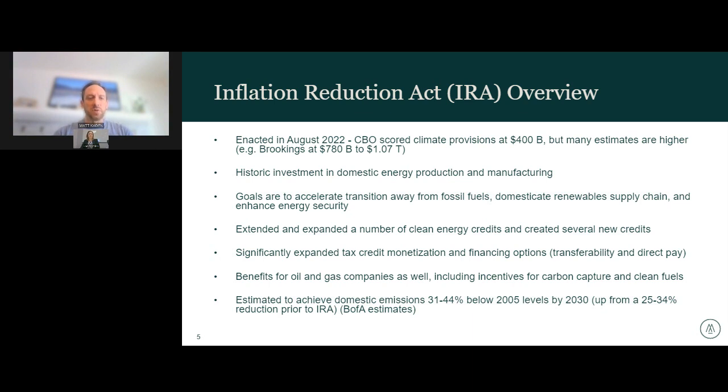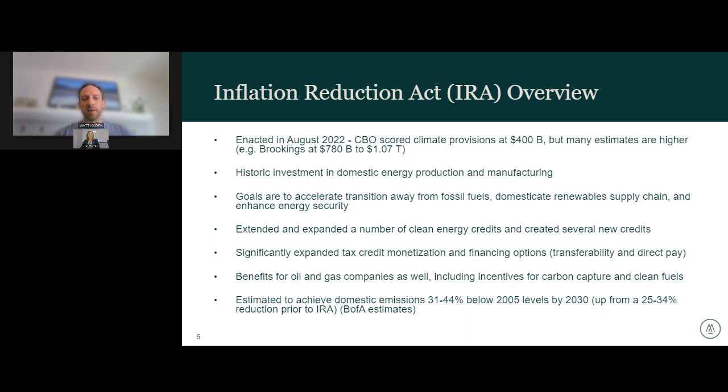So, historic investment, obviously, in domestic energy production and manufacturing. Three goals, I think, overall: number one, facilitate the energy transition away from fossil fuels. Number two, domesticate the renewable supply chain. Number three, enhance energy security. Everyone saw the Ukraine and German winter issue of '22, which was in people's minds, certainly when this was being negotiated.